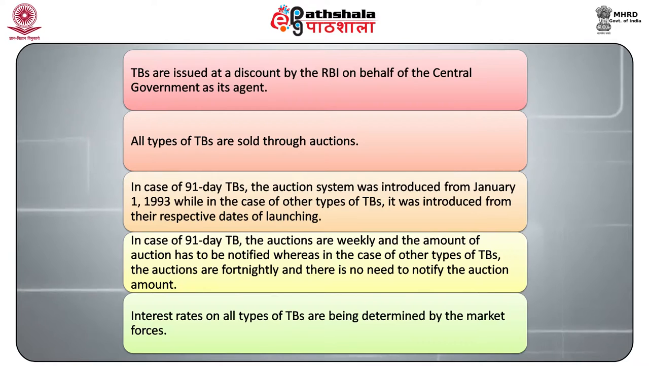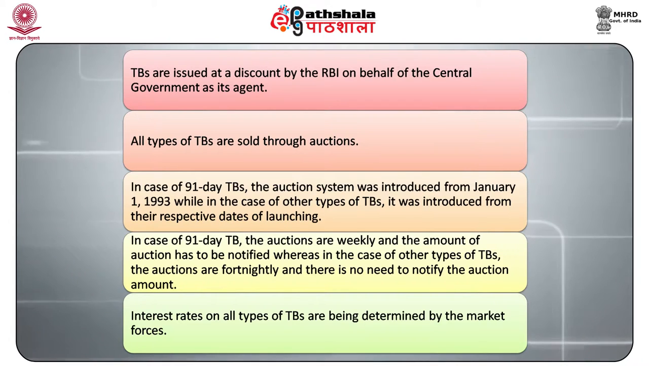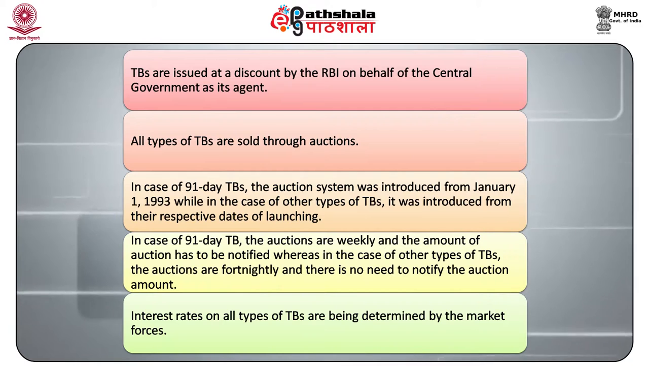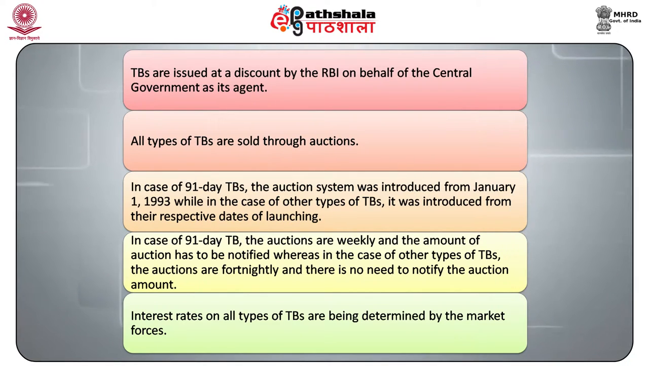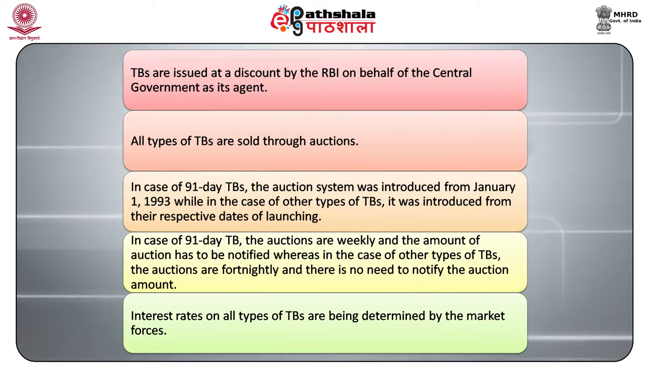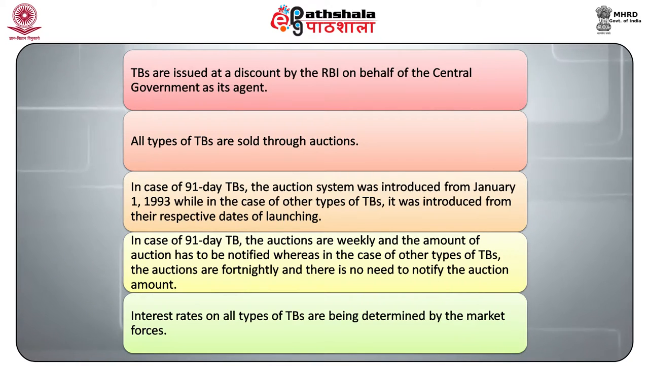TBs are issued at a discount by the RBI on behalf of the central government as its agent. All types of TBs are sold through auctions. In case of 91-day TBs, the auction system was introduced from January 1, 1993, while in the case of other types of TBs, it was introduced from their respective dates of launching.